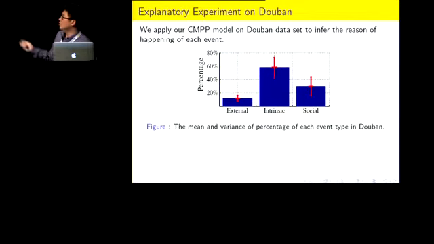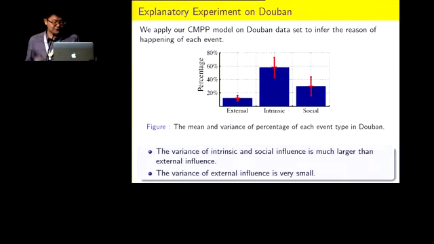Here is the overall result of the inferred result. This is the mean and the variance of the percentage of each event type in the DOBA. And from this graph, we can observe that the variance of the intrinsic and the social influence is much larger than the external influence. This indicates that different diffusion patterns might exist among the different movies.